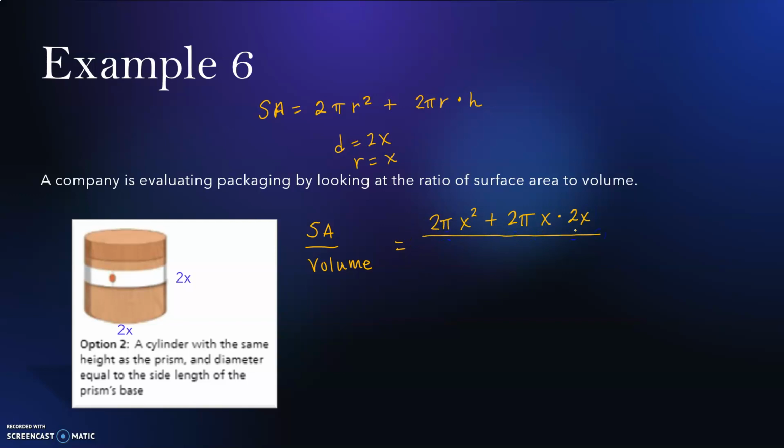And then my volume for a cylinder is going to be 2 pi times the radius times the height. So when I fill that information in, the radius for us is x and the height is 2x. So our volume is going to be 2 pi times x times 2x. Oh, 2 pi r squared, sorry. I forgot my squared here.